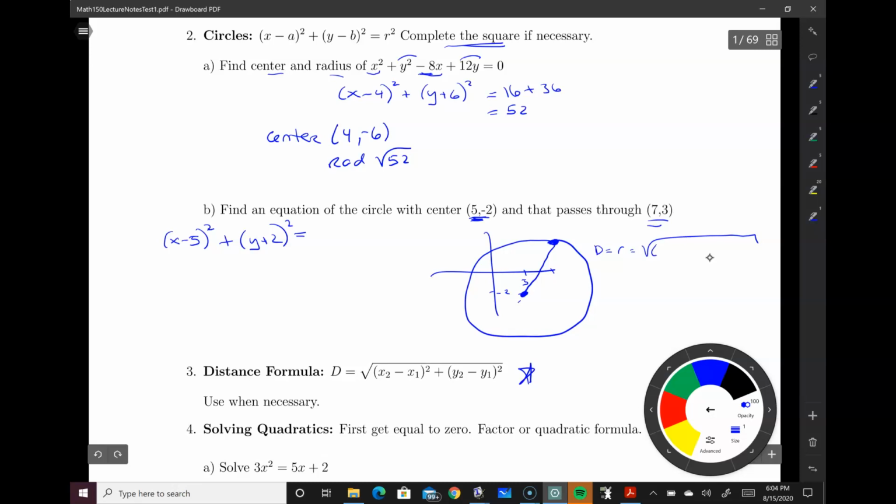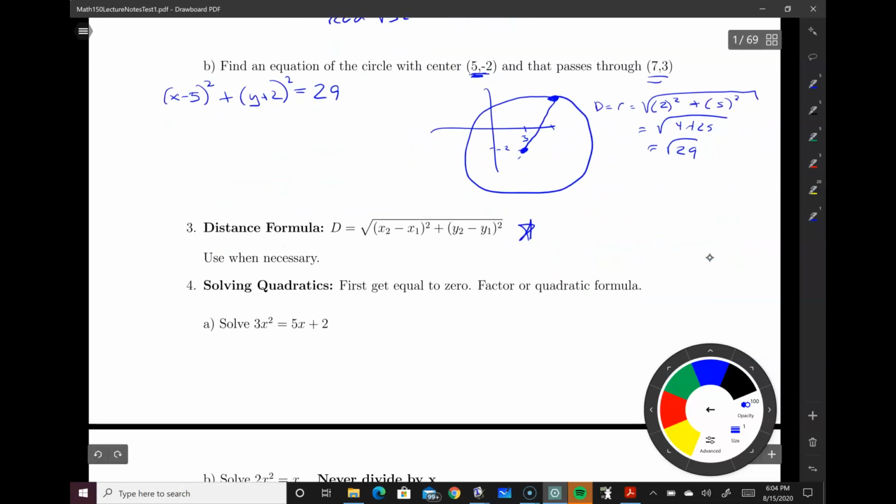So that's going to be 7 subtract 5, so it's going to be a 2 squared plus 3 subtract -2, so that'll be 5 squared. So I'll have 4 plus 25, or √29 as the radius. So then to put together the equation of the circle, it'll equal 29.